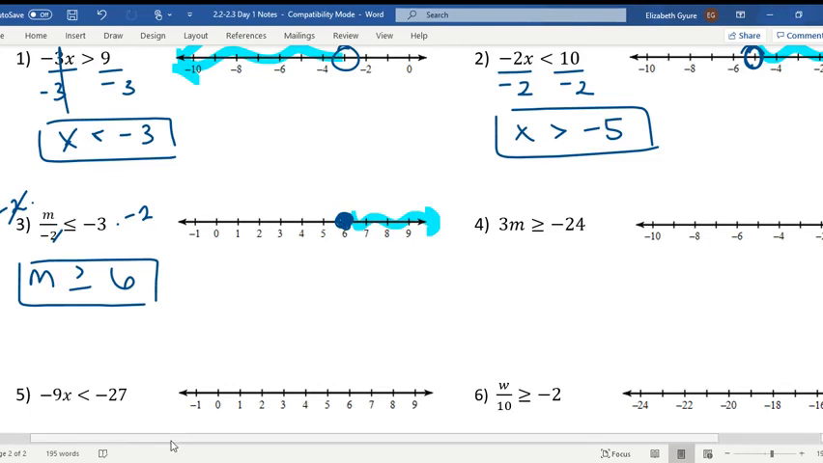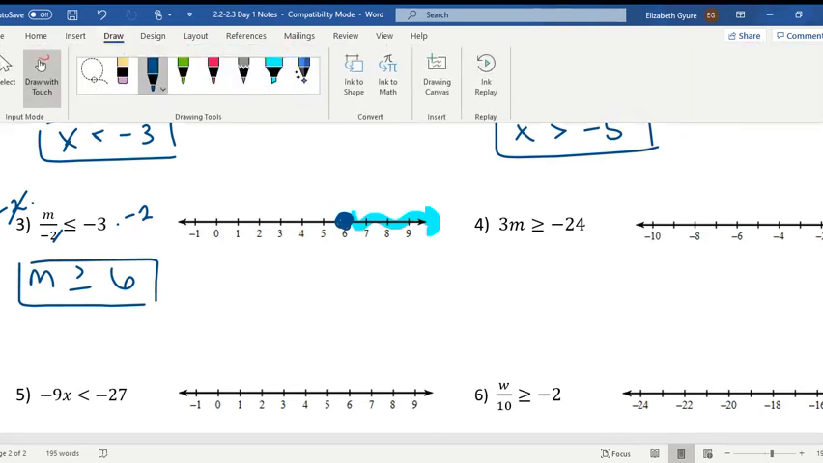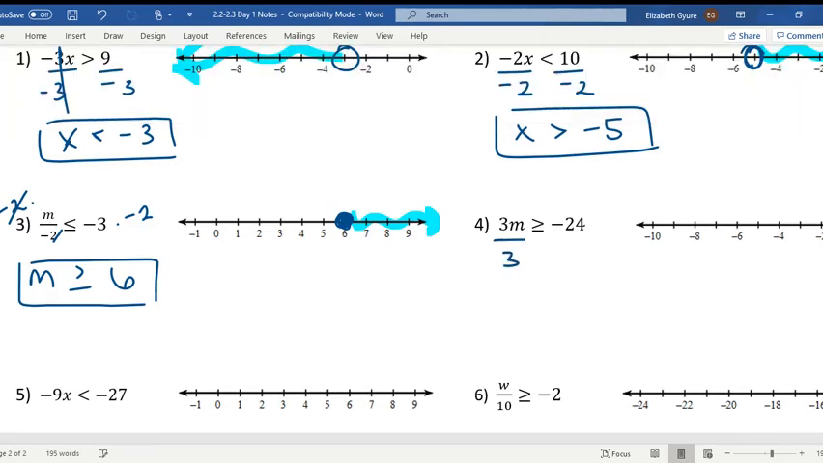All right, let's look at number 4. We want to be careful on number 4. We have 3m is greater than or equal to negative 24. What opposite operation would I use? Division. What are we dividing by, Asia? By 3. So I'm dividing by 3.